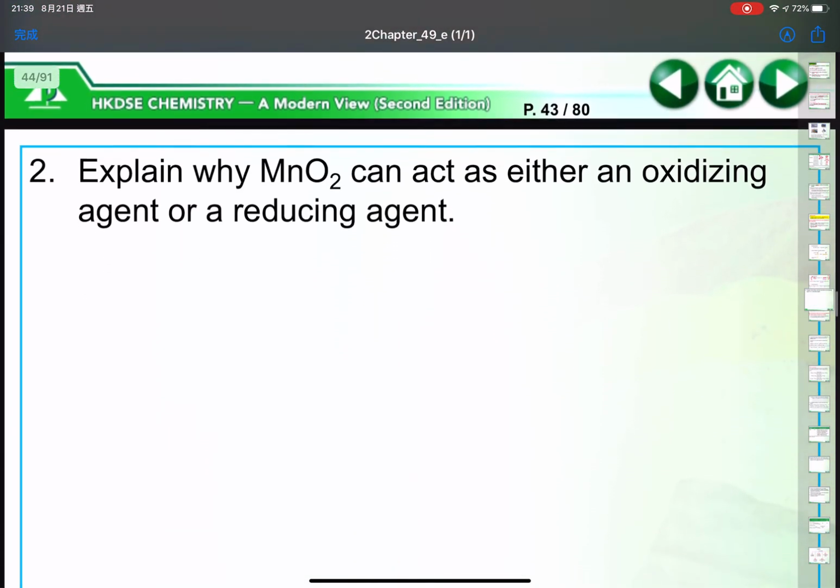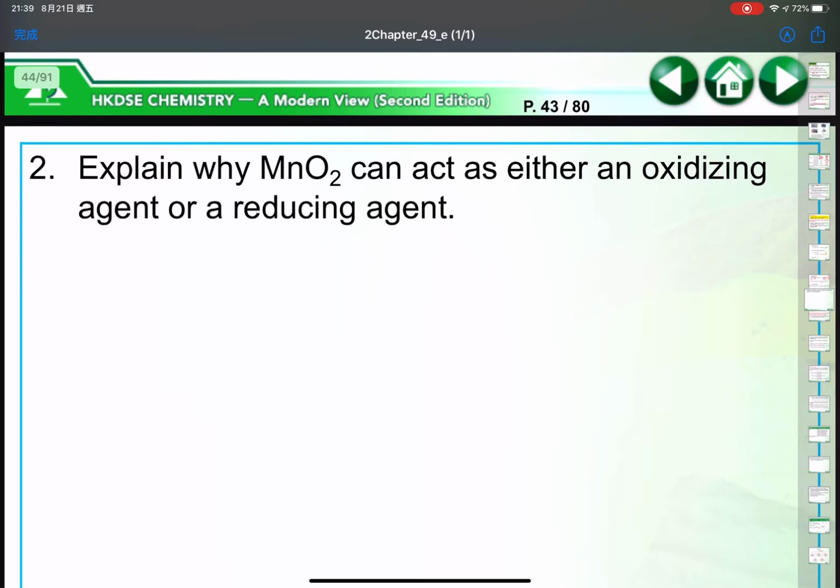Explain why MnO2 can be an oxidizing agent or reducing agent. If you remember, in MnO2 the oxidation number of manganese is positive 4. It can be reduced to positive 2 or positive 3, right? Or it can increase to positive 5, positive 6 or positive 7. So MnO2 is in the center. It can be an oxidizing agent; it can be reduced to positive 2, positive 3.